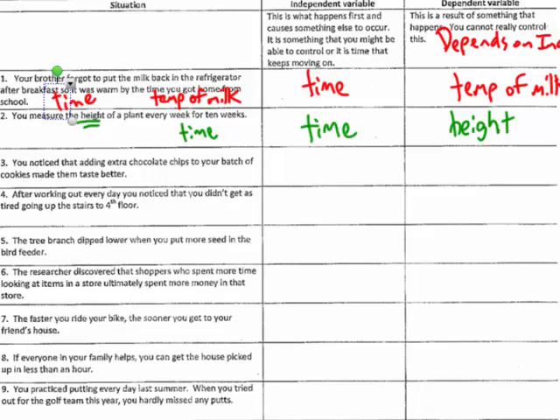What about 3? You notice that adding extra chocolate chips to your batch of cookies makes them taste better. So the number of chocolate chips is one variable. The other one would be the taste. So the more chocolate chips, the better it tastes. So which one depends on the other? Yeah, the taste depends on the number of chocolate chips.